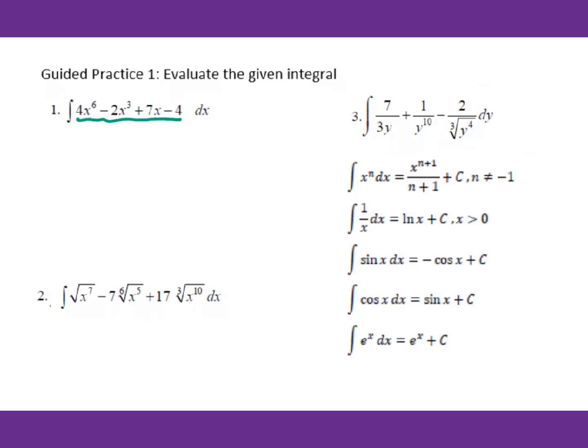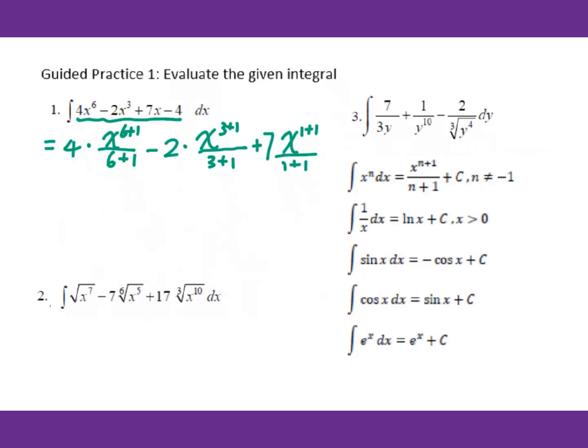we do the integral of this function. Then for each term, remember, you add 1 to the exponent, so you get x to the 6 plus 1 over 6 plus 1, minus 2 times x to the 3 plus 1 over 3 plus 1, plus 7 times x to the 1 plus 1 over 1 plus 1. If it's a constant number, that will be minus 4x.